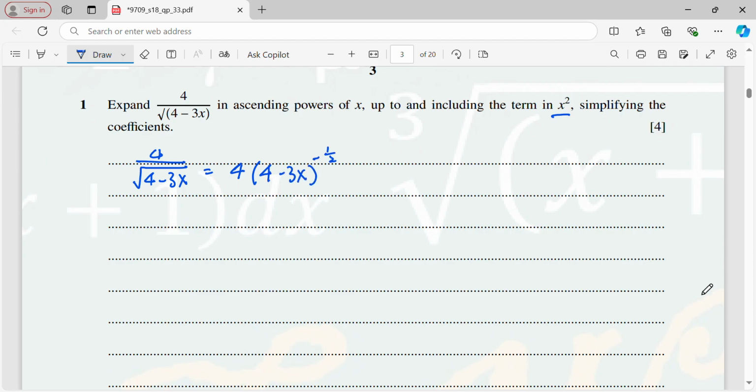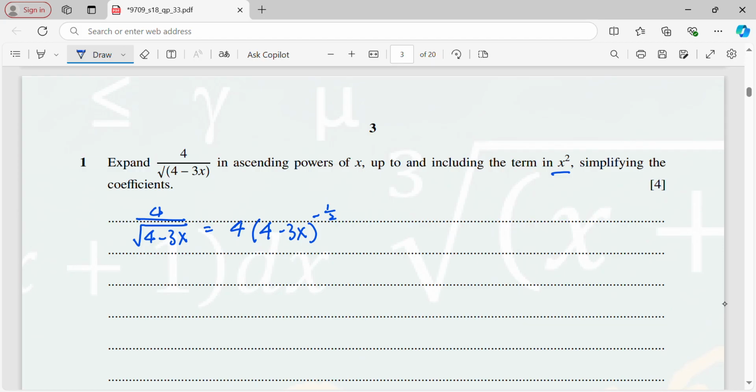Okay, so to do this expansion, we need to refer to the binomial expansion, which is 1 plus x to the power of n, because the degree of the expansion is not a positive integer. So therefore, we have to use this formula, that is 1 plus nx plus n times n minus 1 over 2 factorial x squared and so on. Alright, so now from here, firstly, to use this formula, our constant is 1. And then followed by plus.